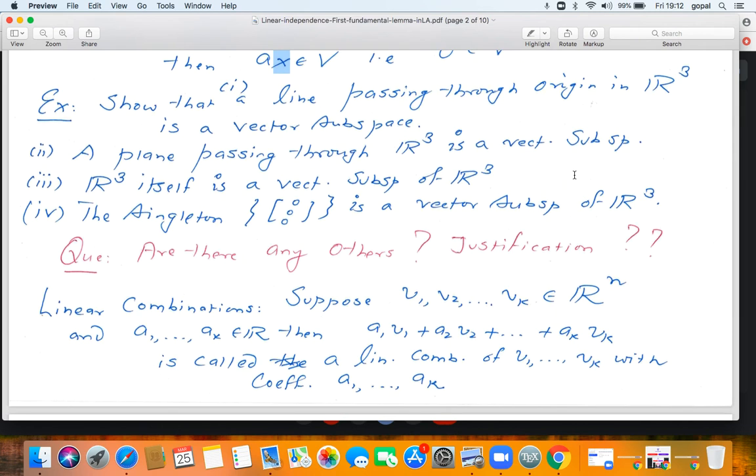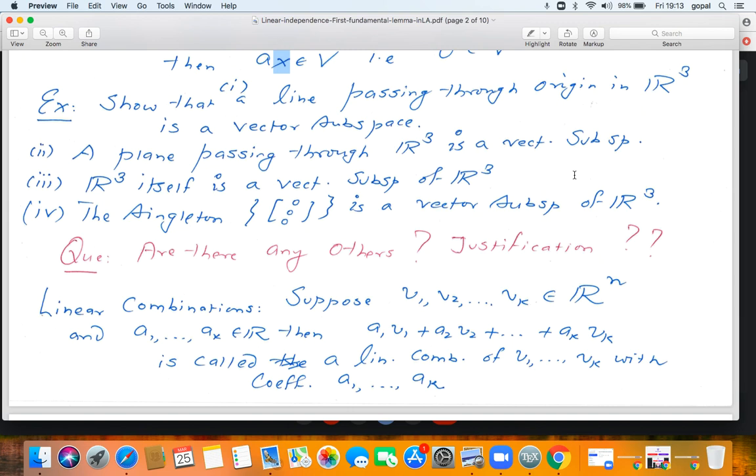R3 itself is a vector subspace. So my V is the whole of R3. Of course, if my V is the whole of R3, and if I take two elements in R3, the sum is in R3. R3 is non-empty. And if I take a vector in R3 and multiply it by a scalar, again it's in R3. So trivially, R3 is a vector subspace of R3. That's a trivial example. The plane is a non-trivial example.